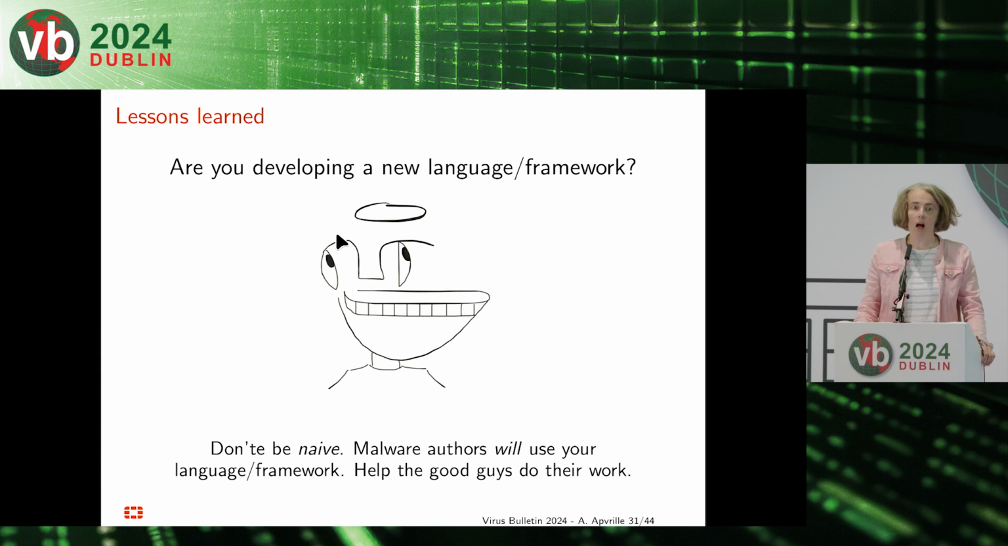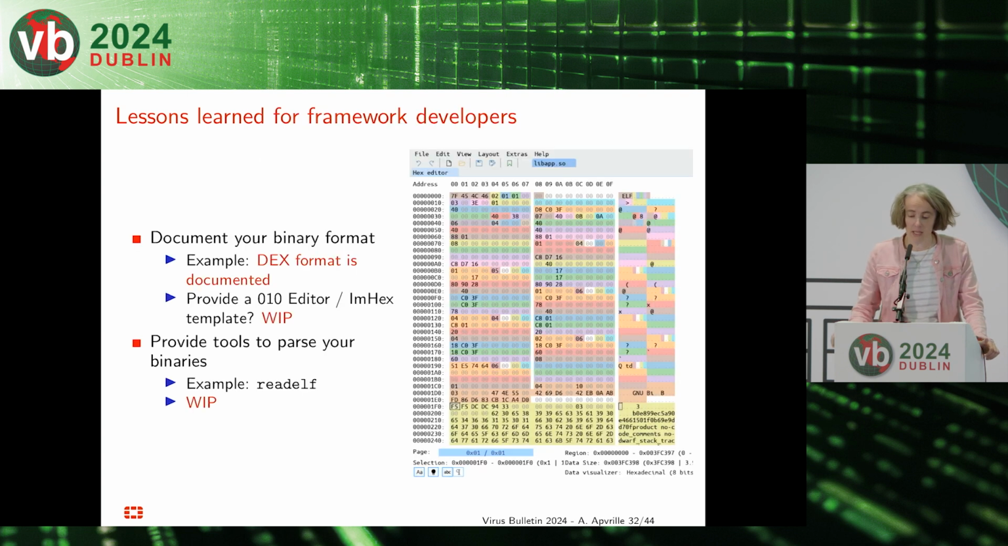Let's go back there. Lessons learned. If you are developing a new programming language or a new framework, I'd say don't be too naive. One day or another, somebody who's malicious is going to use it. So it's really great if you can supply some help, some tools for malware analysts to help you defend against those bad guys. And that being said, it means that we really need, for instance, documentation for binary formats.